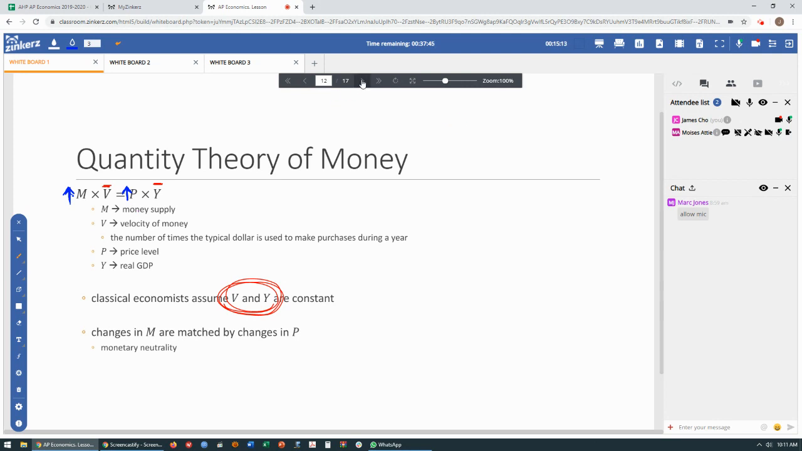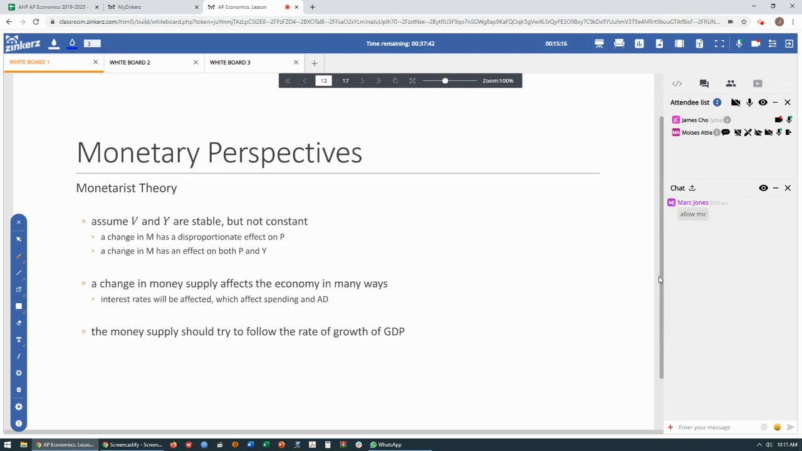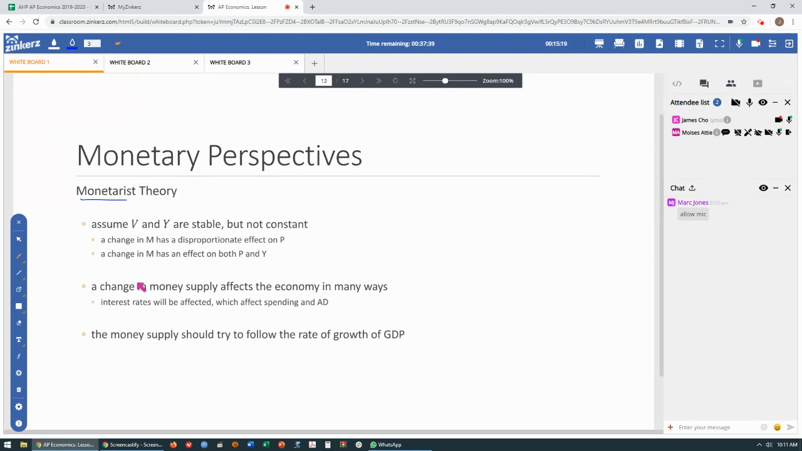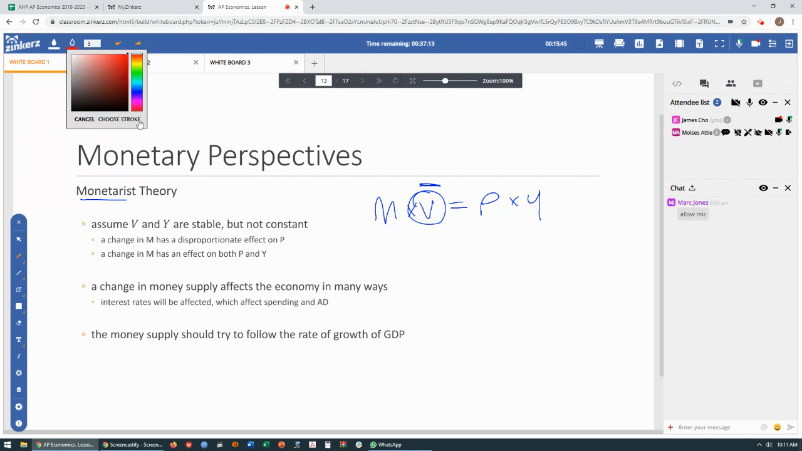Then we have the monetarists, who are strong believers in monetary policy. They assume that V and Y are stable but not necessarily constant. Going back to M times V equals P times Y, they believe that V is relatively stable, and that GDP increases over time. They're strong believers in economic growth. So with some rise in money supply, let's say 8%, real GDP will increase by something like 2%.